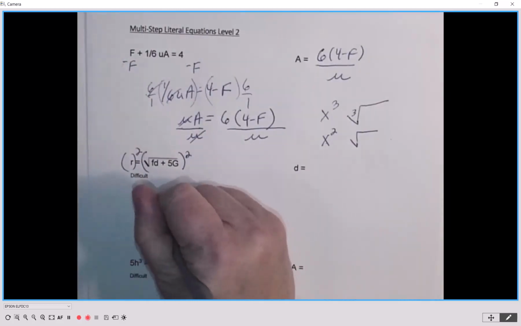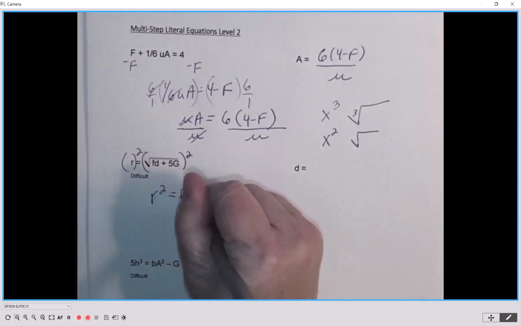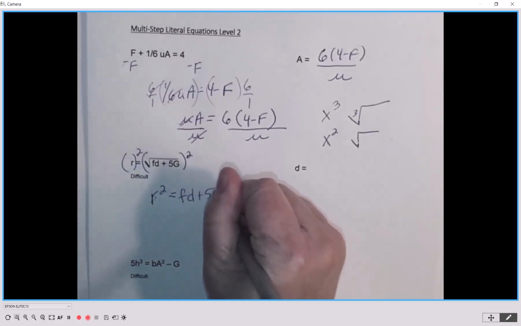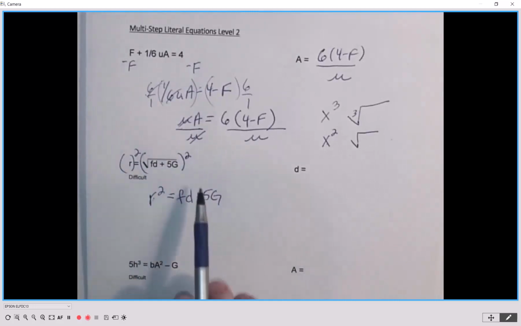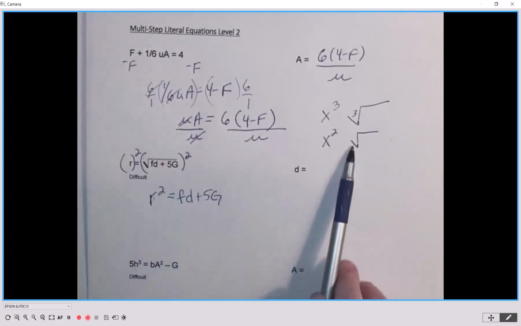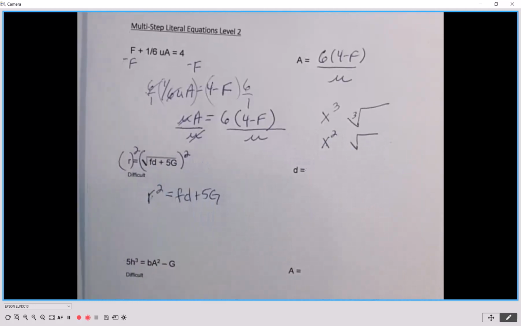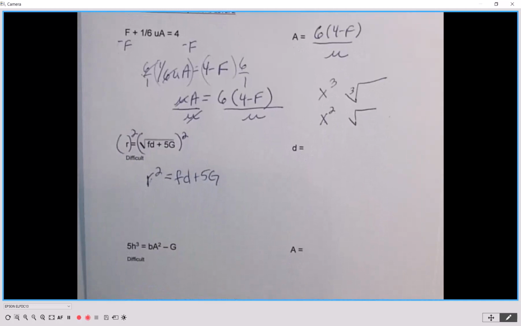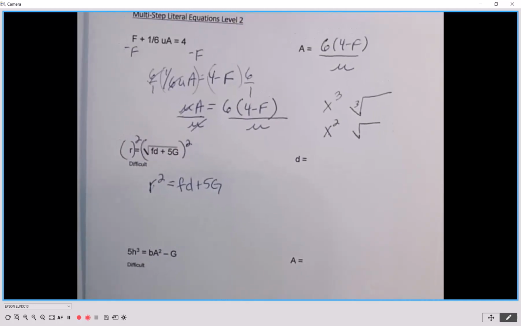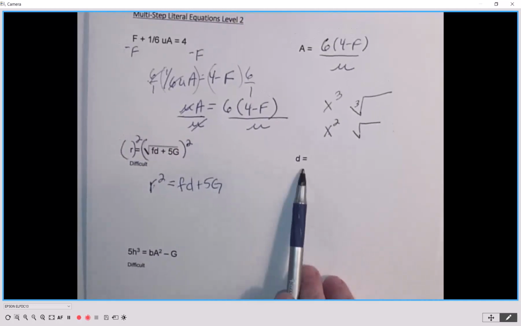So this becomes r squared is equal to fd plus 5g. By squaring, I have to do both sides. What I do to one side, I have to do to the other. By squaring both sides, I can eliminate the square root sign and bring it up to this. But when I do that, whatever's underneath that square root becomes now exposed. All right, now that I have that, I should be able to solve it for the letter D.